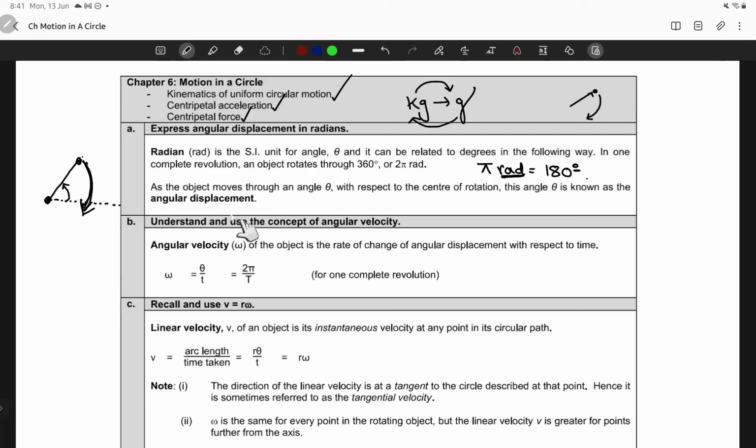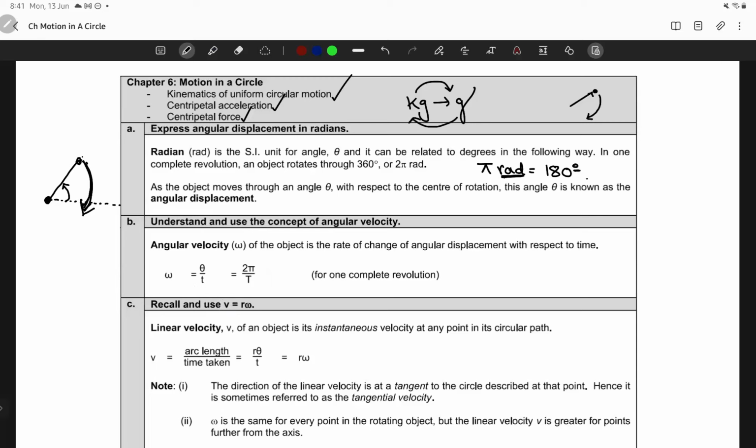So if I have something defined as angular displacement, then I can define what is called the angular velocity. It is how fast your angular displacement changes. How fast the angular displacement changes is called the angular velocity, omega. And it's represented with omega, where you can mathematically write it as the ratio of your angular displacement to time.